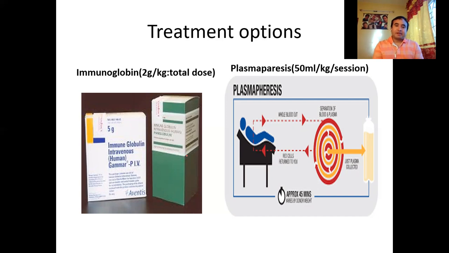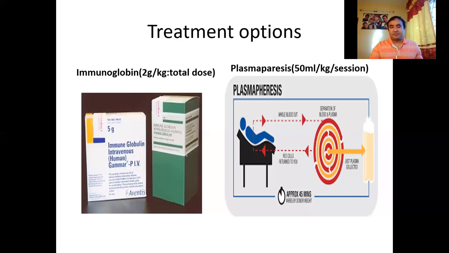When we use immunoglobulin or plasmapheresis: if there is a progressive pattern of weakness, only then we have to use it. If the weakness is static or stationary, then we need not use plasmapheresis. That's why you need to monitor the patient hour by hour and day by day. If you see that the weakness is increasing, then counsel your patient and give this type of therapy.